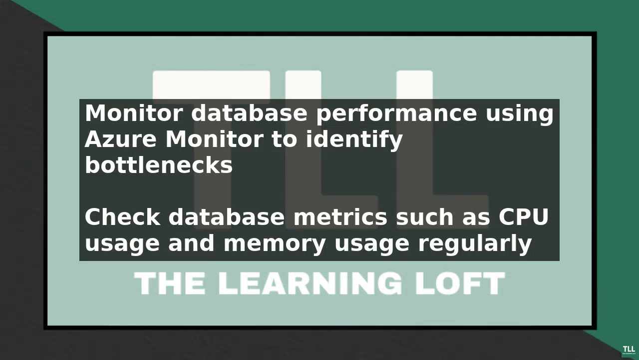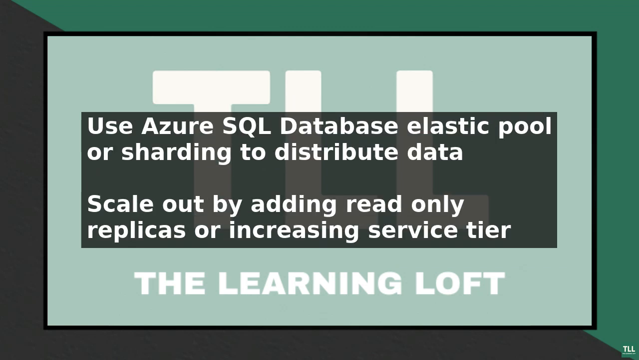Troubleshooting Azure SQL Scale-Out requires a structured approach to identify and resolve issues that may arise when scaling out your database. The first step is to monitor your database performance using Azure Monitor and identify the bottlenecks that require scaling. You should check the database metrics such as CPU usage, memory usage, and storage space to determine if the current resources are sufficient. If the metrics indicate that the database is under strain, you can scale out by adding more read-only replicas or increasing the service tier.